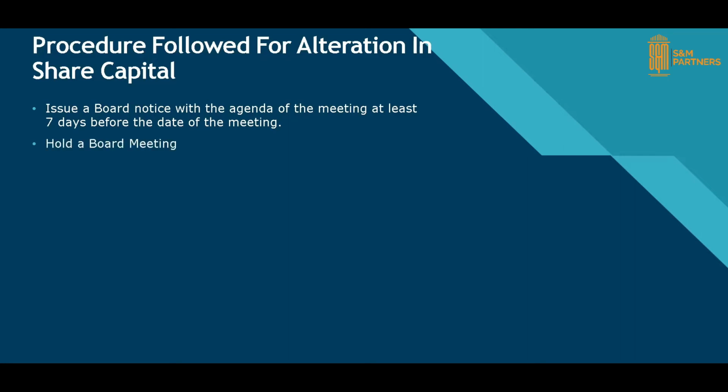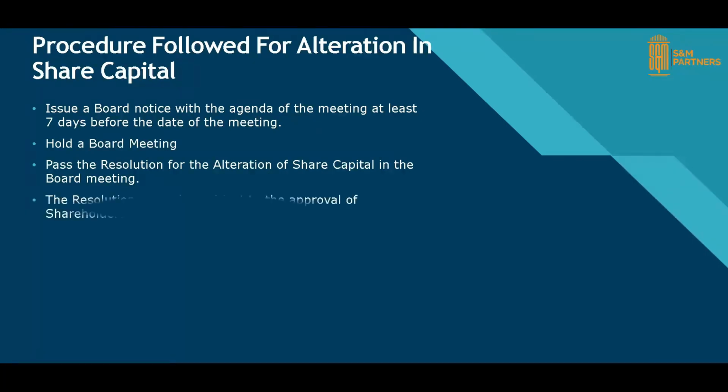And then a board meeting has to take place. A normal meeting is not going to do anything; a board meeting with a special resolution takes place and members are invited. Next, the resolution for the alteration of share capital is passed in the board meeting. So there is a board meeting held and the resolution for the alteration is particularly passed in the board meeting.